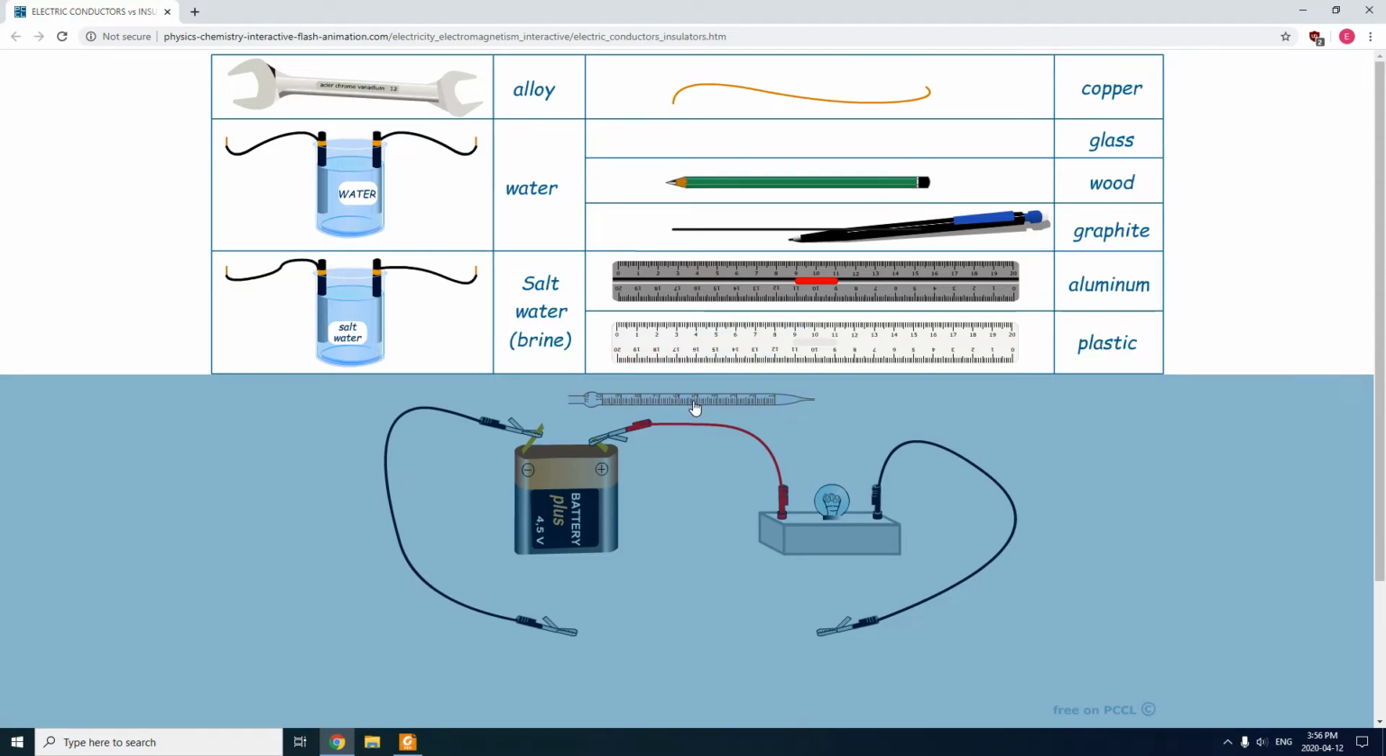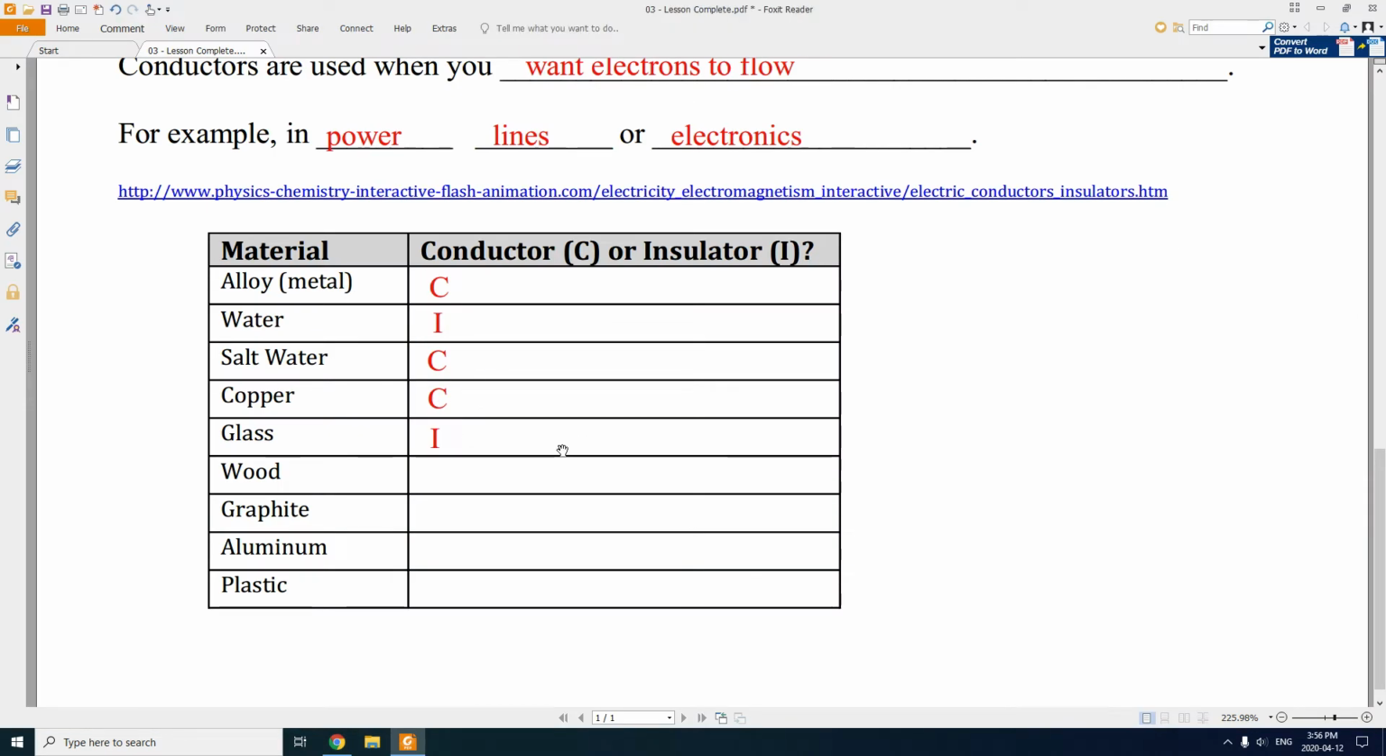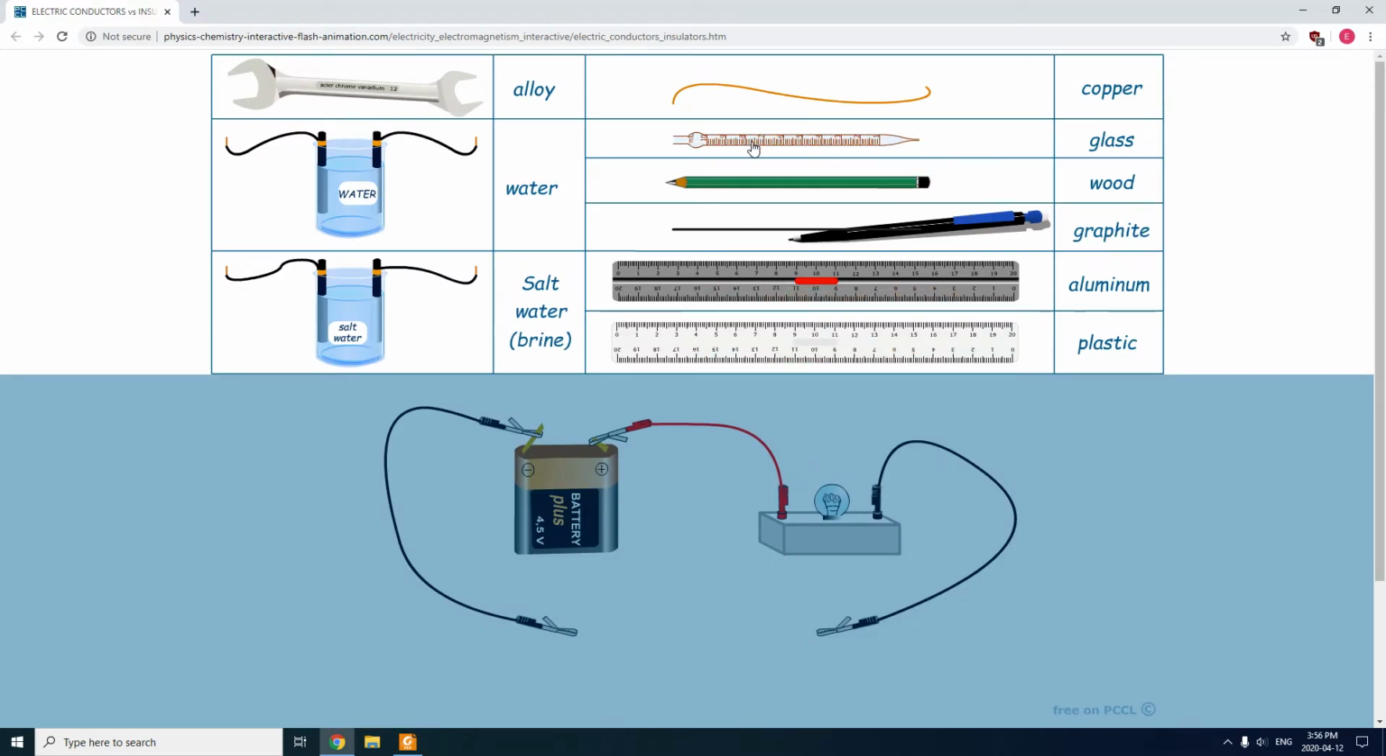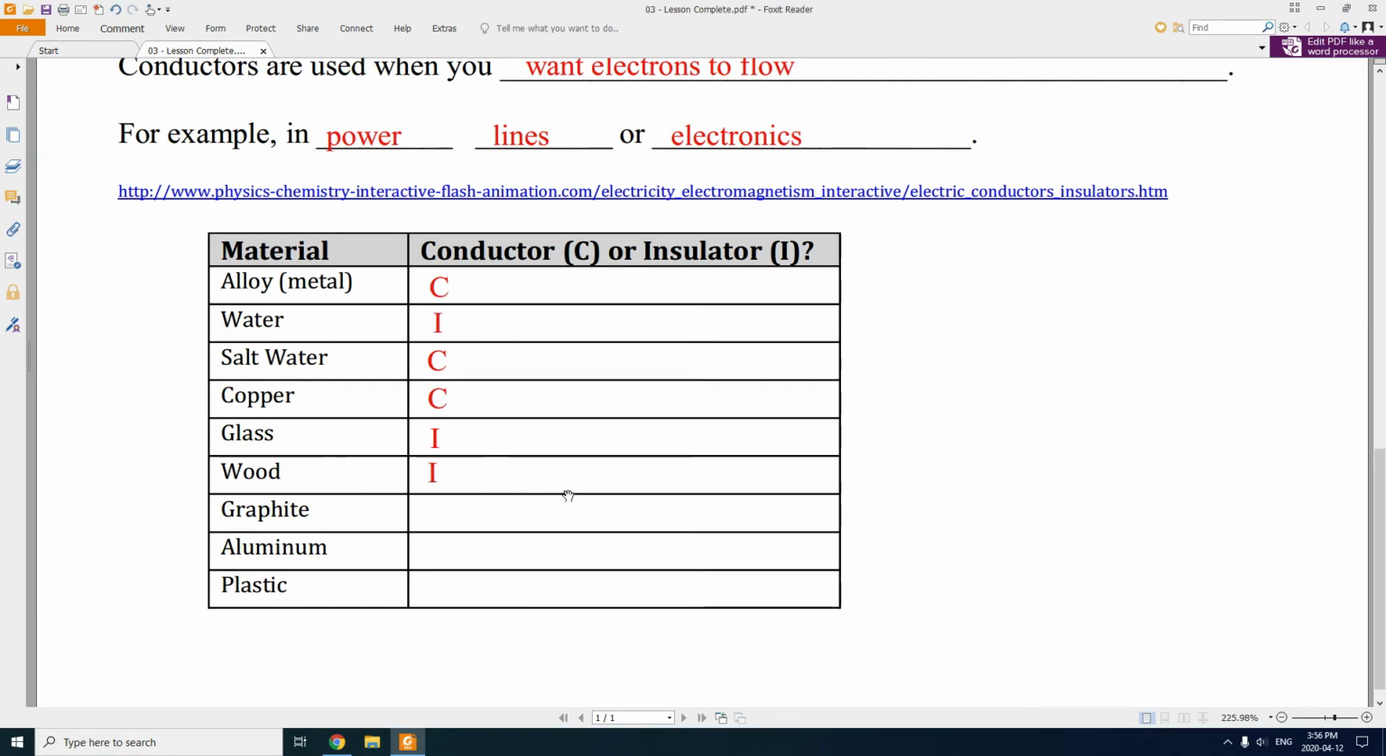Next one, glass. You can take a guess before I put it in there. Insulator. Electrons do not flow through it. Glass is an insulator. Next one, a wood pencil. Take a guess here. Nope, doesn't flow through it. Wood is an insulator.